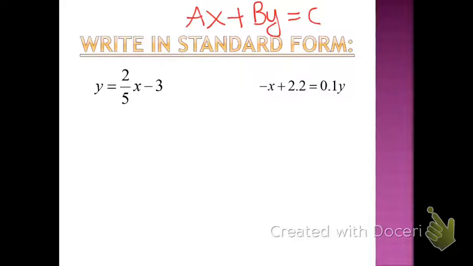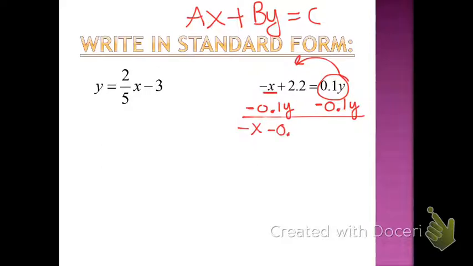So we'll notice this time our x is in the correct location. It's on the left-hand side, but the y is not. So first we're going to move the y term over to the left by using an inverse operation. Currently it's a positive value, so if we subtract 0.1y from both sides, that will help us to move in the correct direction. So now on the left we have negative x minus 0.1y plus 2.2 equals 0.